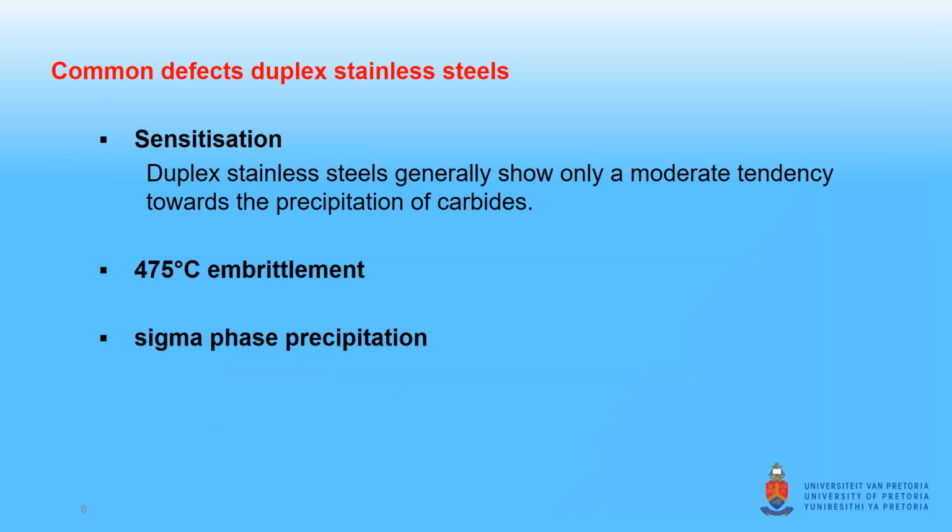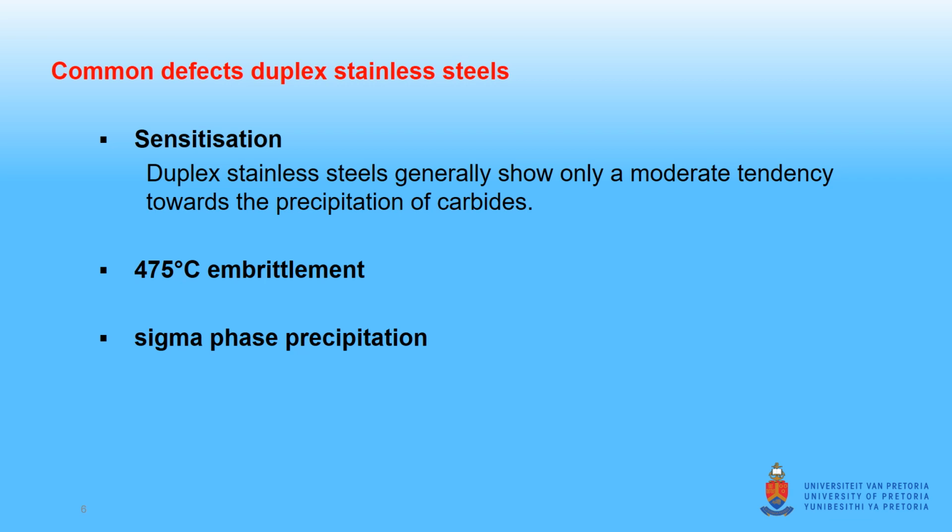The common defects in duplex stainless steels are sensitization. Duplex stainless steels generally show only a moderate tendency towards the precipitation of carbides. The microstructure morphology of duplex stainless steels limit the risk of depletion in the region around the carbides, and it is also easier for these areas to be replenished.